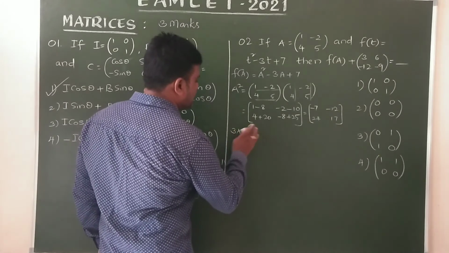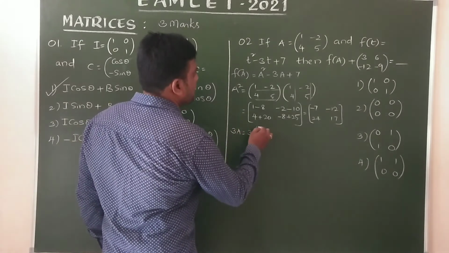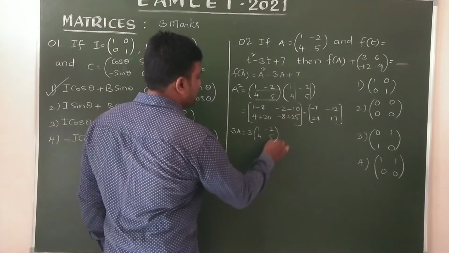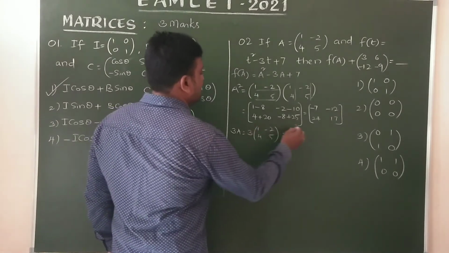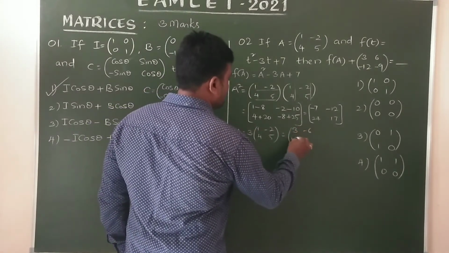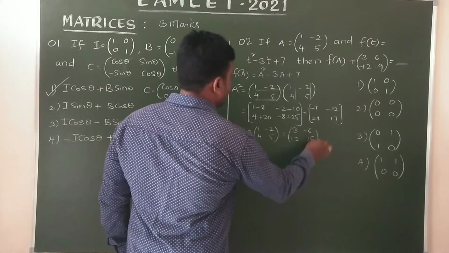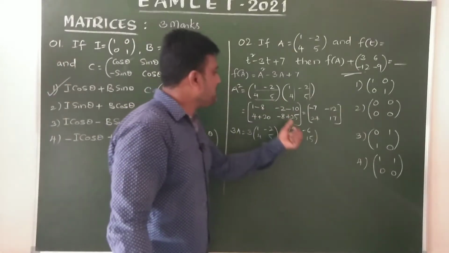Now 3A equals what? 3 into 1, yes or no? 3 into 1 minus 2 is 4 5. Okay, 3 into 1 3 minus 6 12 and it is a 15. Okay, now these are in matrix form.